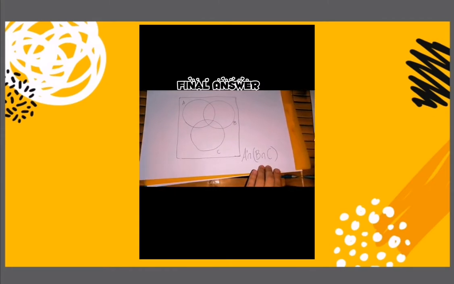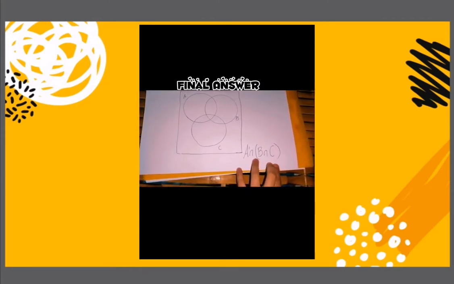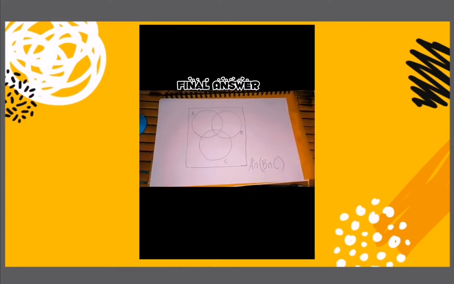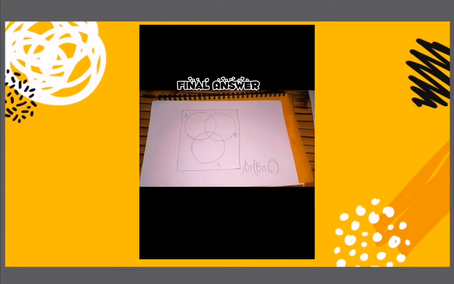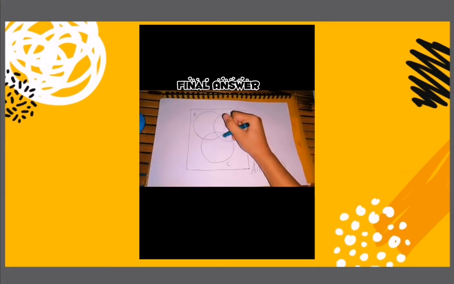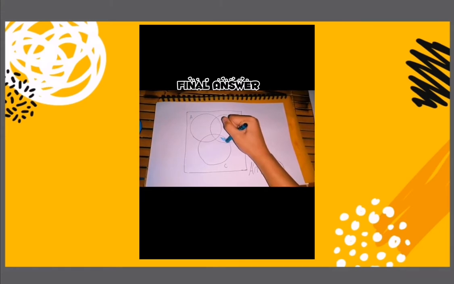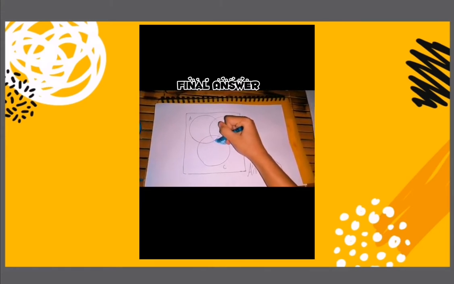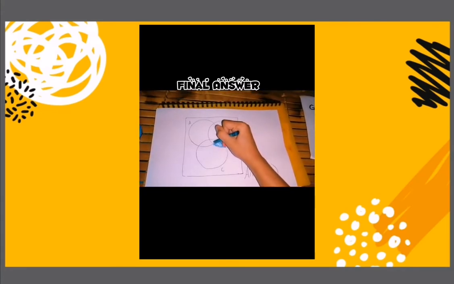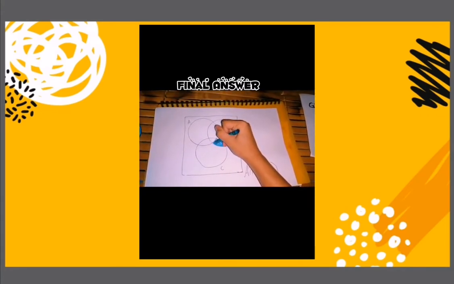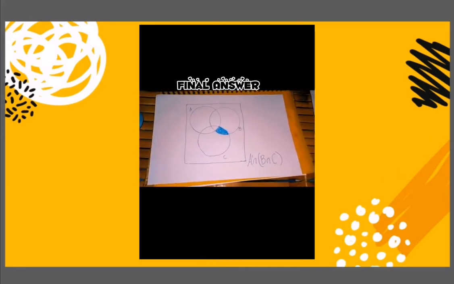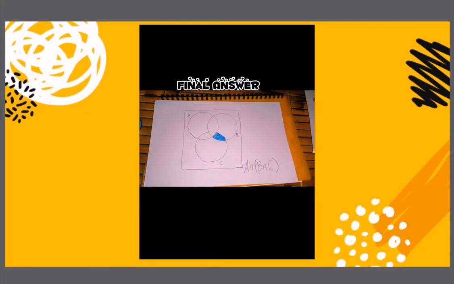Next is to intersect both of them: A complement intersection, open parenthesis, B intersection C, close parenthesis. So this is the final answer. We shaded the C region, but in the middle point. And that's it.